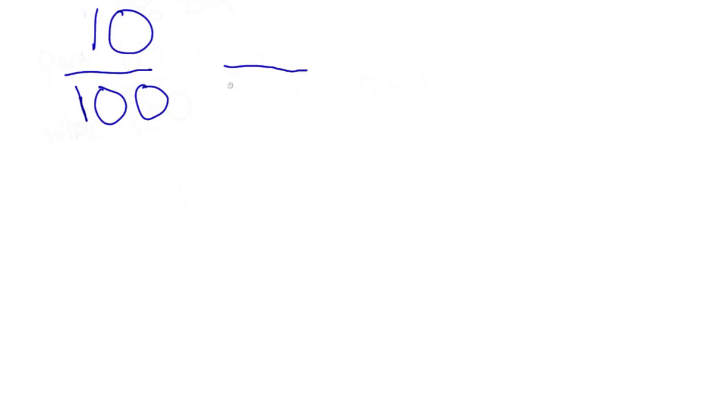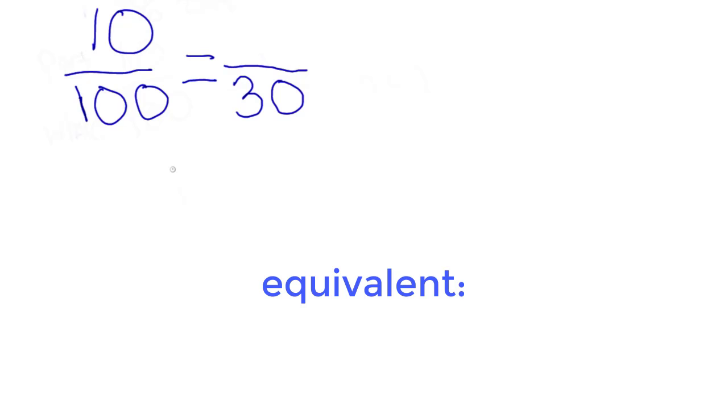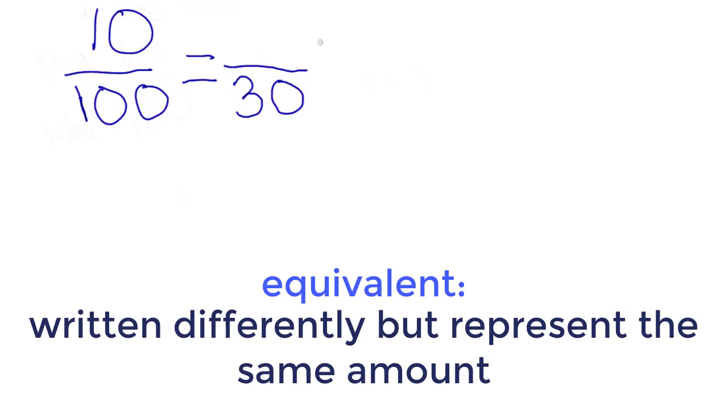So if I'm setting up another fraction over here and want it to be equivalent to my 10%, should I put the 30 on the top or the bottom? Well, because 30 is the whole price, I'm going to put it on the bottom, just like the 100, our other whole. And I'm going to put an equal sign between these two fractions because we're setting them up as equivalent, which means they're written differently, but they represent the same amount.